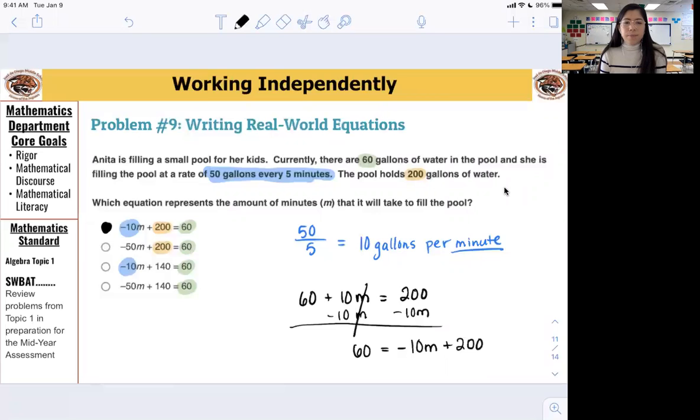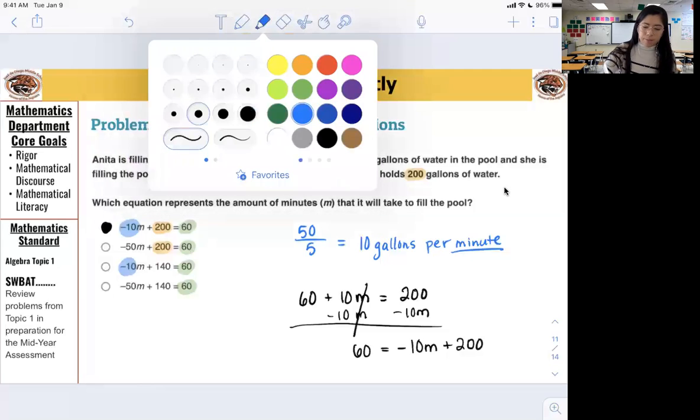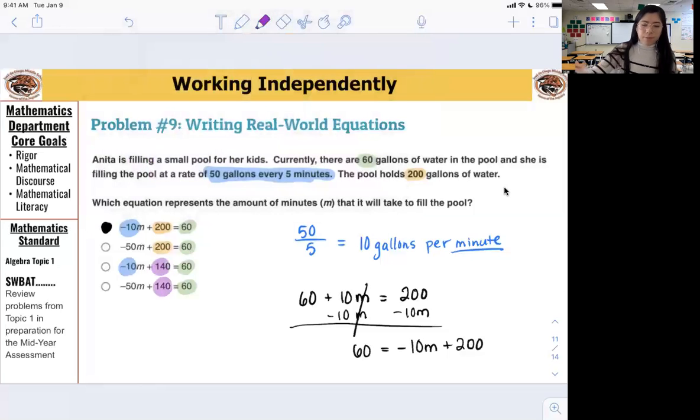Okay, any questions on this one? This one can be confusing. It is sort of confusing, yeah. Because there's already 60 gallons and it says the pool holds 200 gallons of water. So if you take away 200 minus 60, it will give you 140. Right, that was where they tried to trick you with that 140. That 140 was there as a trick. So you just got to watch out for those.